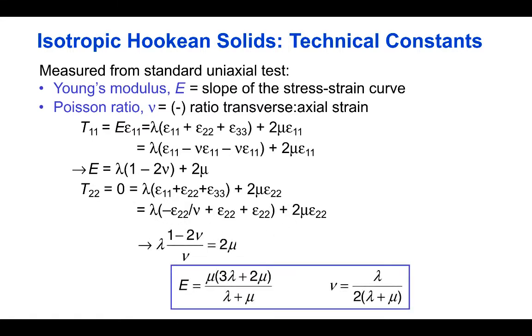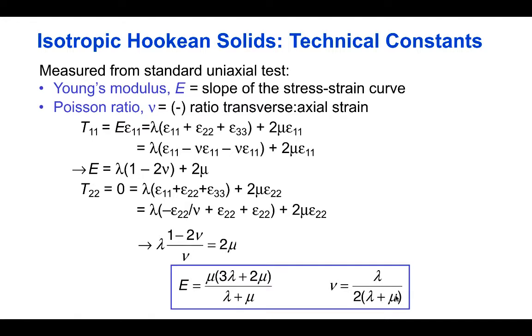And that term being equal to zero allows us to rearrange and solve for mu in terms of lambda and nu, so that we get lambda times (1 minus 2 nu) over nu is equal to 2 times mu. And then we've used these two results to solve for E and nu in terms of lambda and mu. So E is mu times (3 lambda plus 2 mu) divided by (lambda plus mu), and nu is equal to lambda over 2 times (lambda plus mu).